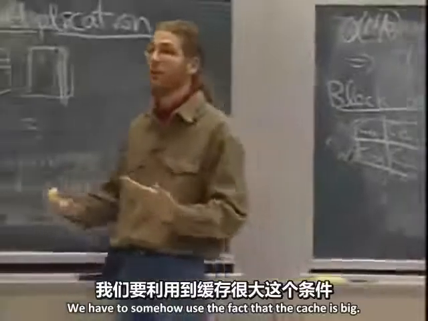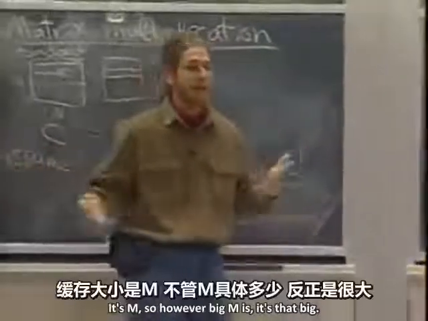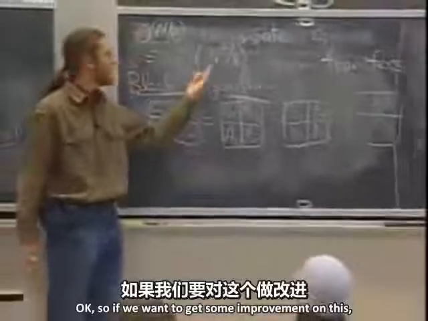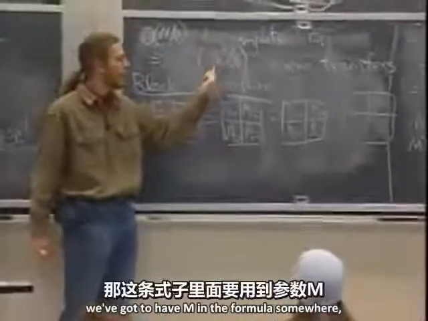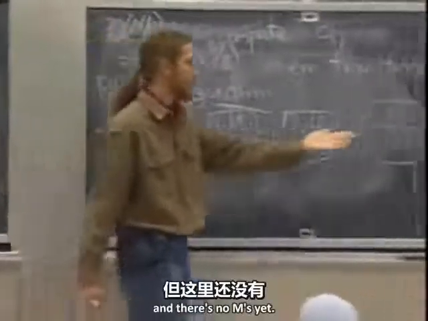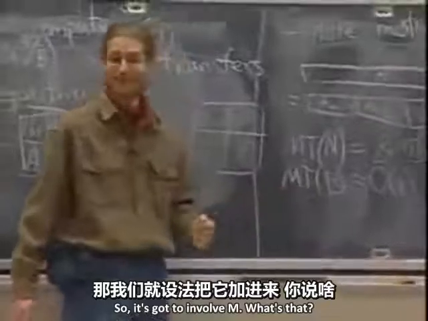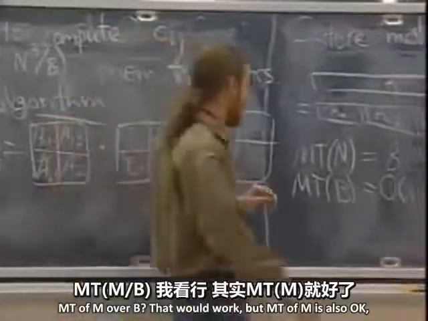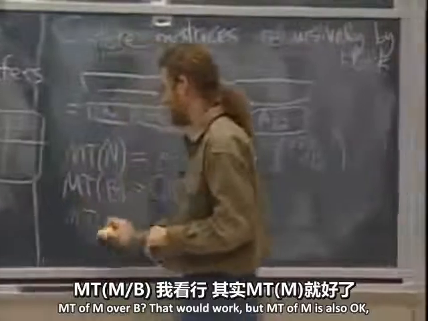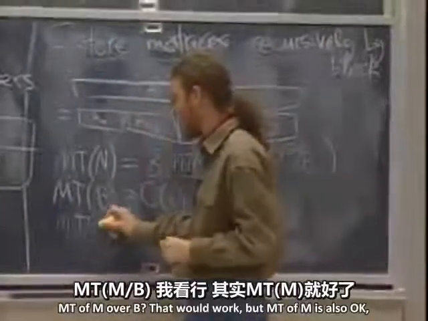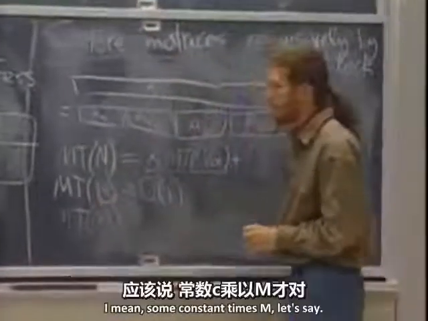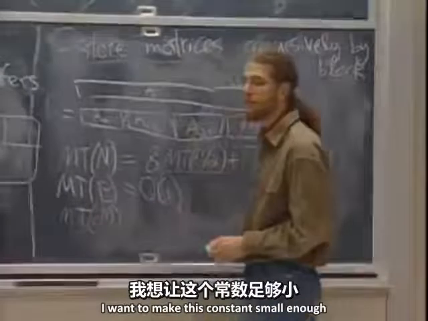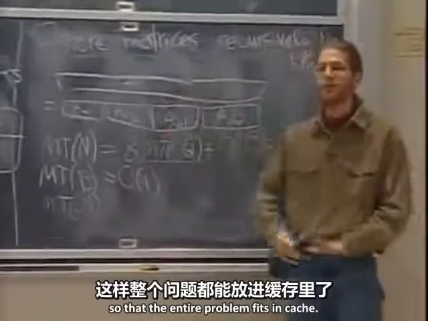We have to somehow use the fact that the cache is big. It's m. However big m is, it's that big. So if we want to get some improvement on this, we've got to have m in the formula somewhere. And there's no m's yet, so it's going to involve m. What's that? Order of m, or m over b? That would work, but order of m is also OK. I mean, some constant times m, let's say. I want to make this constant small enough so that the entire problem fits in cache.